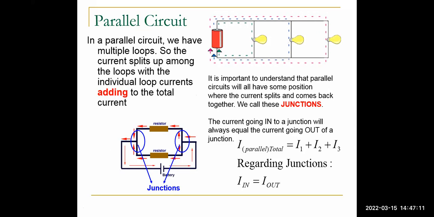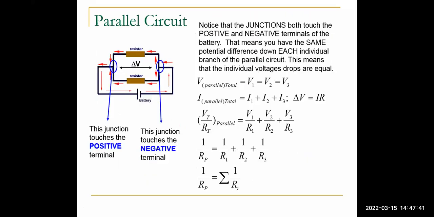So likewise, IT is equivalent to I1 plus I2 plus I3. Earlier in series, they all have the same current. Here in a parallel circuit, their currents are different. So the total current is I1 plus I2 plus I3.